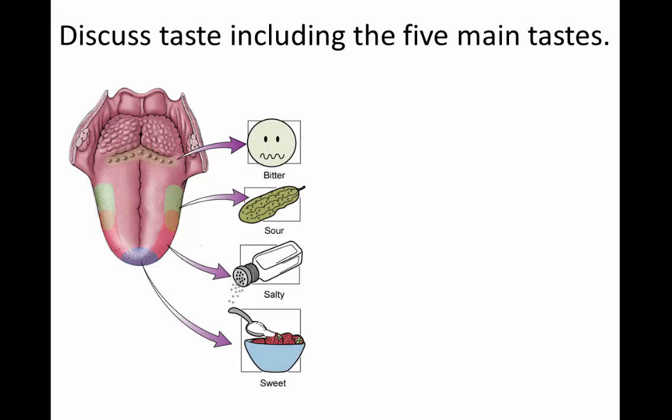The 5 main tastes include bitter, where you can see at the back of the tongue there are receptors that we'll look at in a minute here that respond to bitter flavors. We have receptors that respond to sourness, receptors that respond to salt, and receptors that respond to sweet.